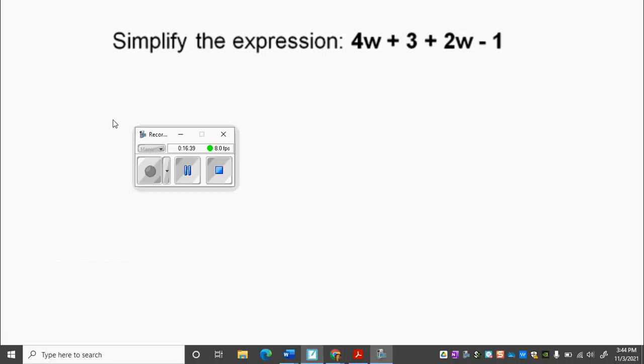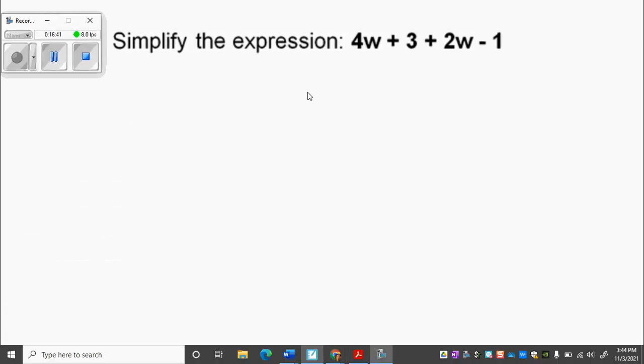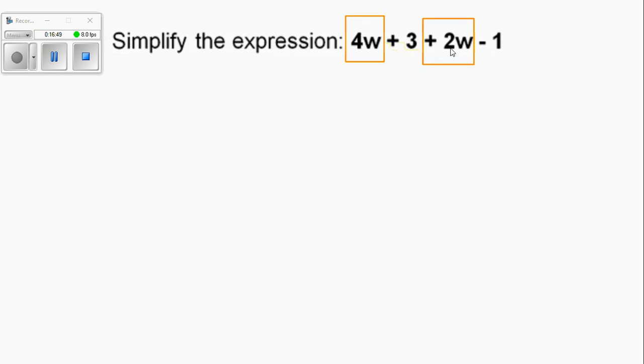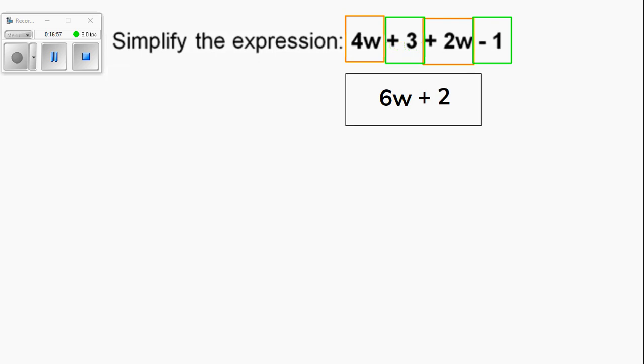All right, we are still in your notes. So now let's just simplify this expression. If you saw 4w plus 3 plus 2w minus 1, the 4w and the 2w go together to make a 6w. The 3 minus 1 is 2. So that would be the simplified expression. It went from 1, 2, 3, 4 terms down to just the 2 terms.